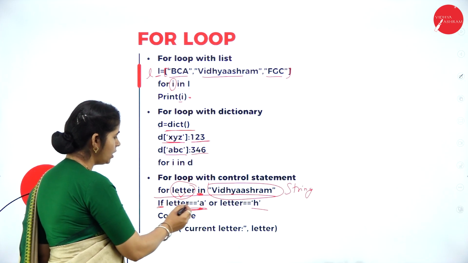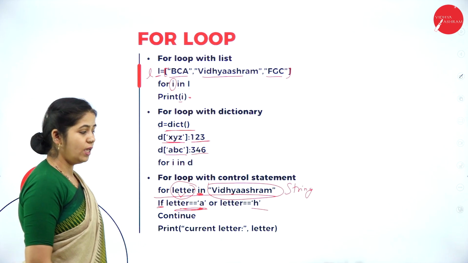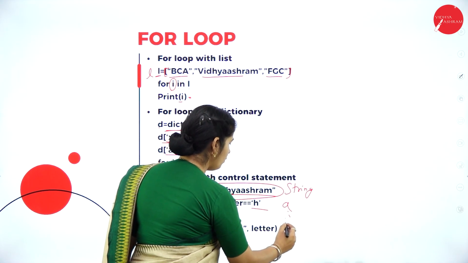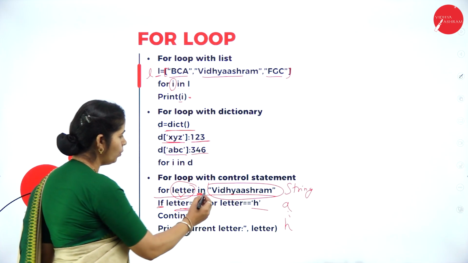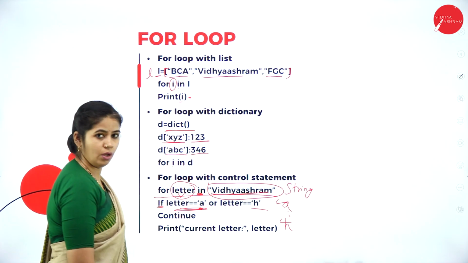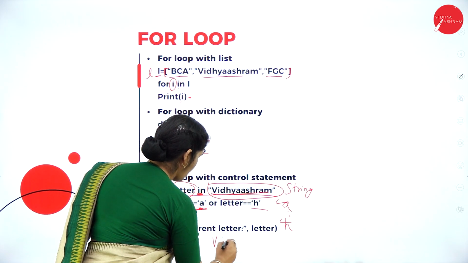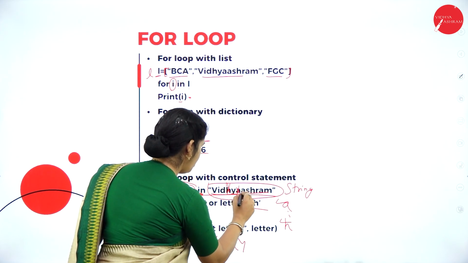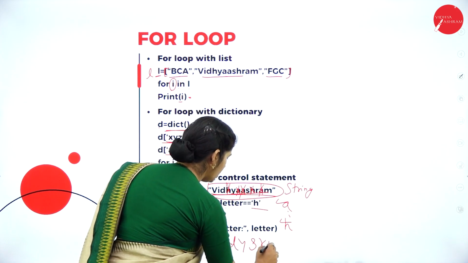If letter is equal to A or letter is equal to H, then continue. If A occurs in this particular string, continue. If H occurs, also continue. So what is it going to print? It will print all the letters except A and H. It will print V, I, D; H it won't print, Y; A it won't print; S; H it won't print; R; A it won't print; and M.